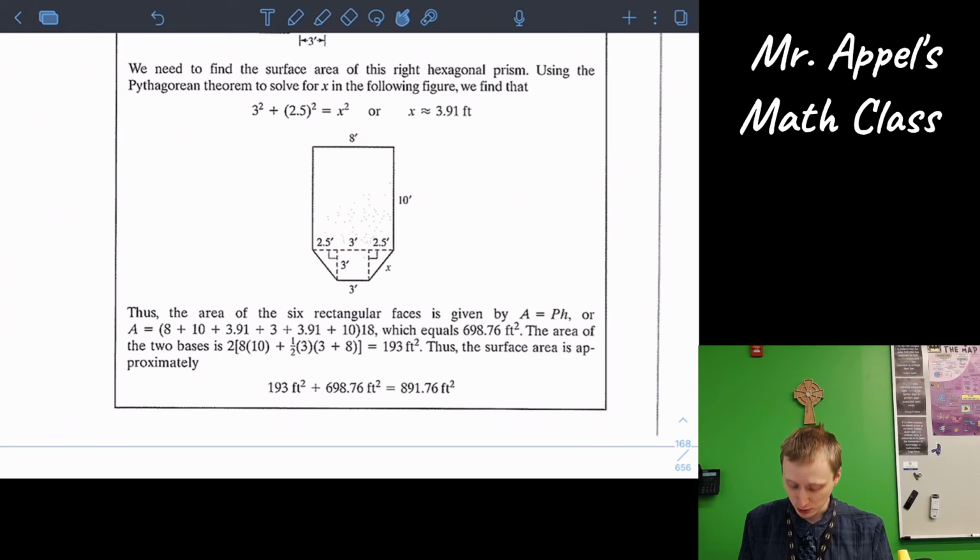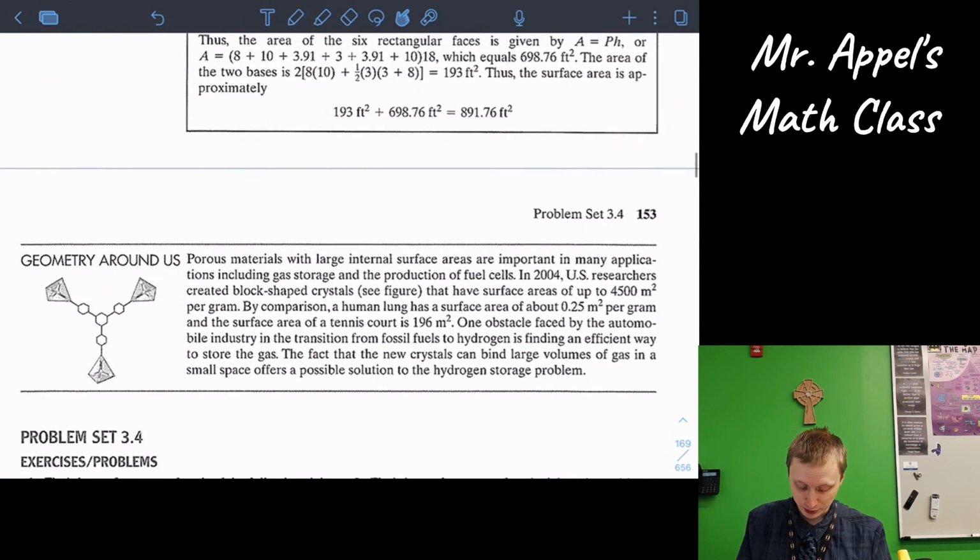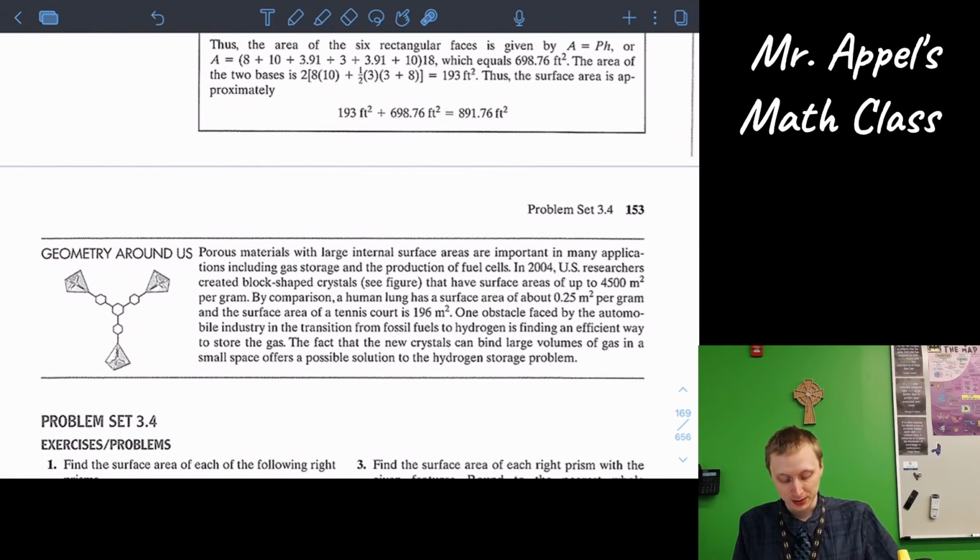And one last thing before you go, a little bit of geometry all around us. Some porous materials with large internal surface areas are important in many applications, including gas storage and the production of fuel cells. In 2004, U.S. researchers created shaped crystals. See the figure over here. That's interesting. Reminds me of the flux capacitor. That have surface areas of up to 4,500 meters square per gram. Remember, a gram is about the weight of a paperclip.